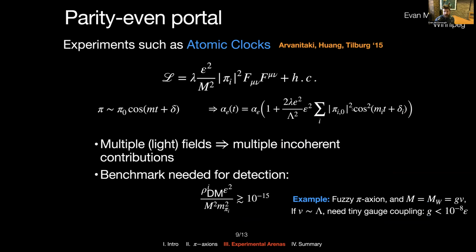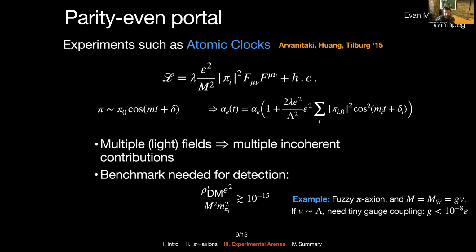I also have the parity-even portal, which is coming from the neutral complex π-Axions and also the charged π-Axions. So we have this coupling to the field strength. And there's a very nice paper here which shows how you can use atomic clocks as a way to measure the fine structure constant, and this encodes the coupling to the photon field strength. The result is that you have an oscillatory contribution to this, and given certain benchmark values of parameters, this can be observable.